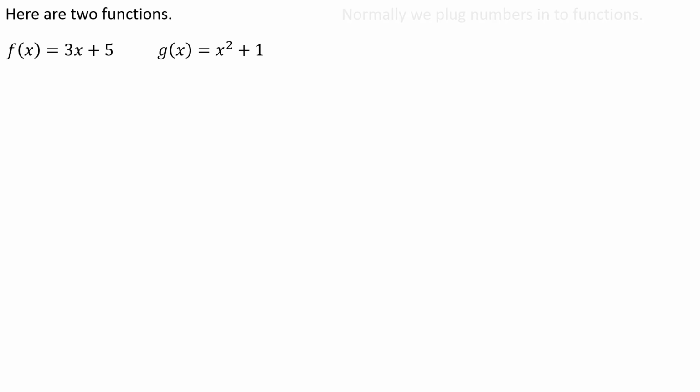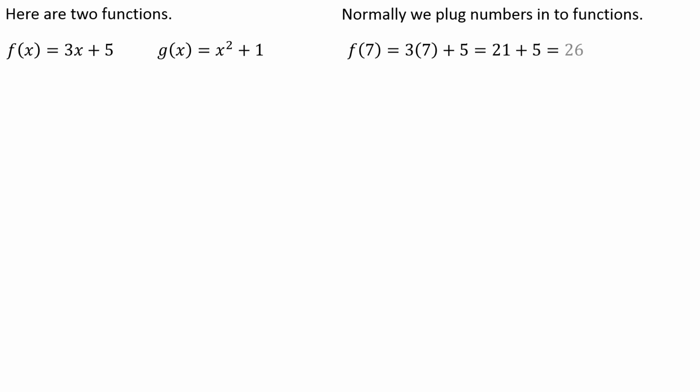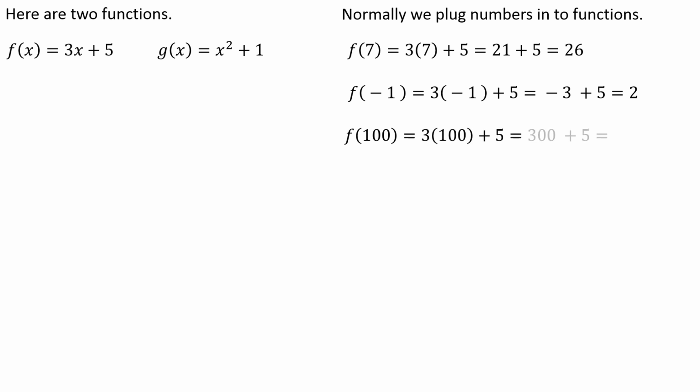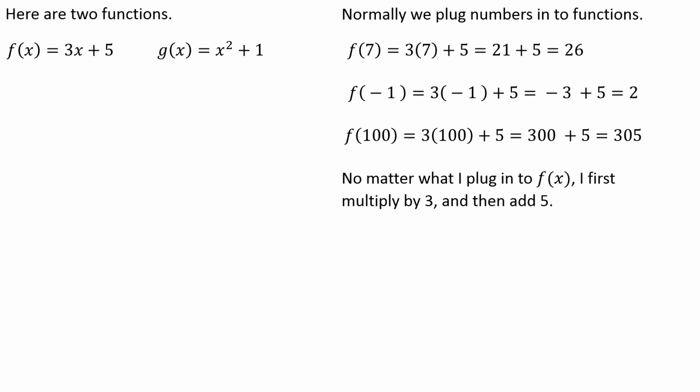For example, if I start with my good friend f of x, if I decide to plug in the number 7, I do 3 times 7, then I add 5. If I start out with negative 1, I do 3 times negative 1, and then I add 5. If I start out with 100, I go 3 times 100, then I add 5. So anytime I plug in anything to function f, I multiply whatever it is by 3, and then I add 5.